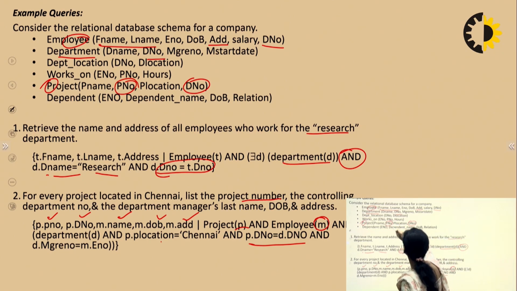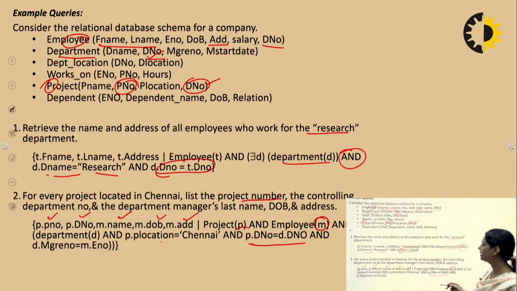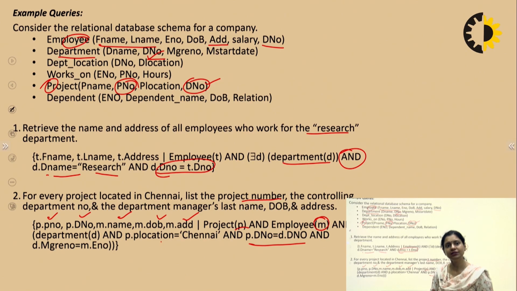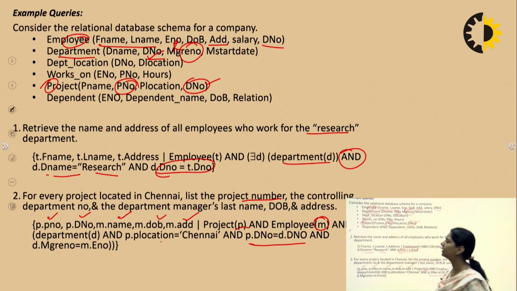Also we need to find out the manager numbers, because every employee cannot be a manager, but every manager is an employee. So we have the manager number from the department. If this manager number is equal to the employee number, in that case, that person would be the manager.